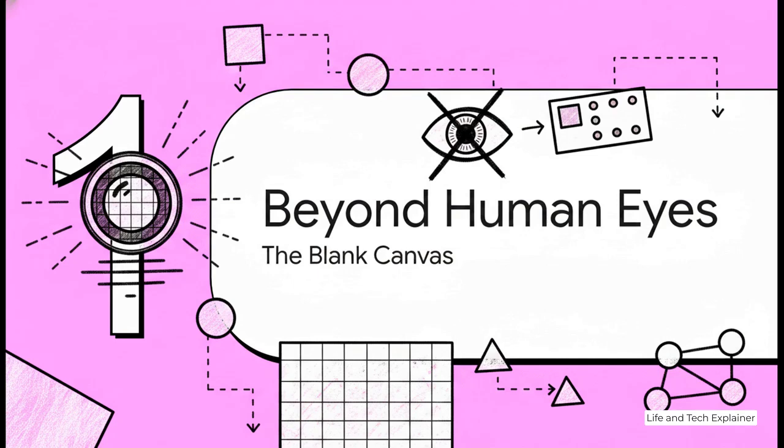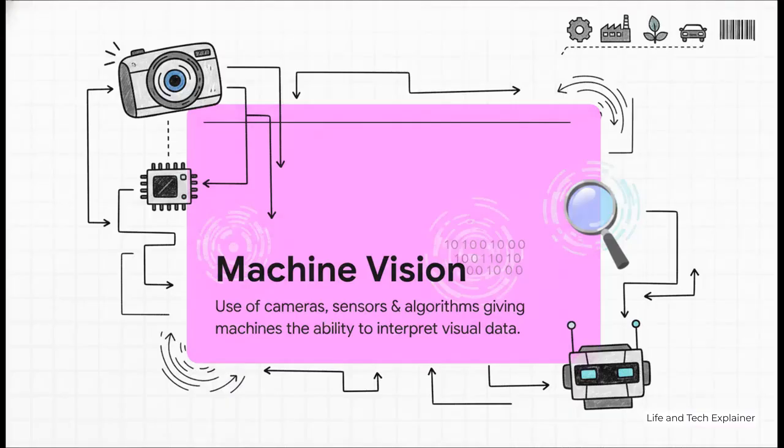Okay, step 1, seeing beyond human eyes, the blank canvas. Because machines obviously don't have biological retinas, we need to start with a clear definition. Machine vision is the use of cameras, sensors, and algorithms to give machines the ability to interpret visual information from the world. Basically, this isn't just taking a photograph, it's the technology of giving computers the ability to actually comprehend what that photograph contains. And it's the fundamental tech quietly reshaping almost every major industry right now.